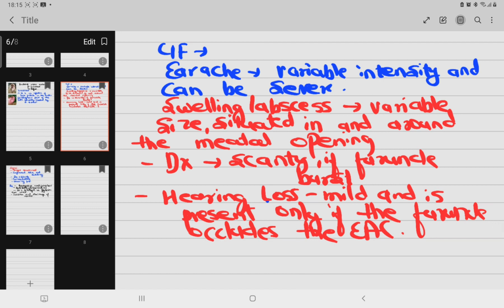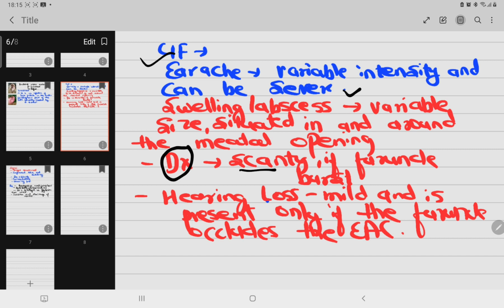There is swelling or abscess of variable size, situated in and around the meatal opening, and there is discharge. The discharge is scanty if the furuncle bursts. Mild hearing loss is present only if the furuncle occludes the EAC.